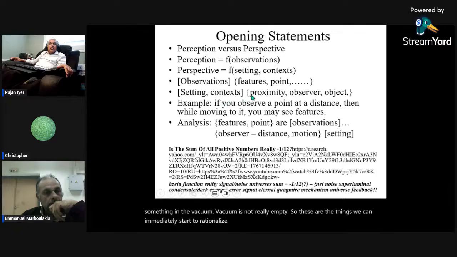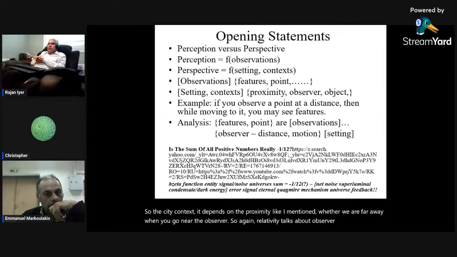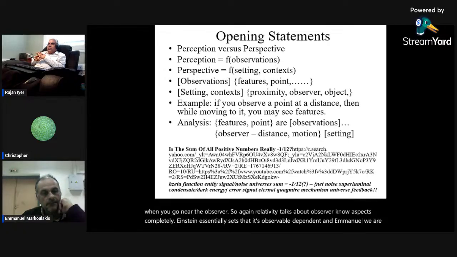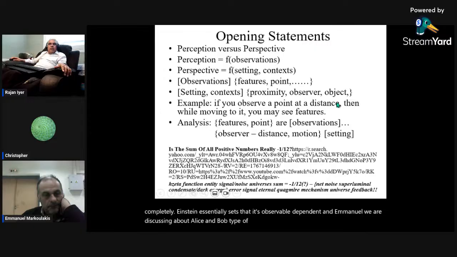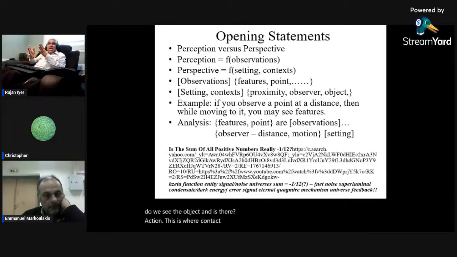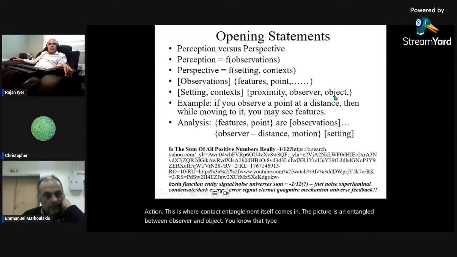So the setting and context depend on proximity, like I mentioned, whether we are far away or near the observer. Relativity talks about observer aspects completely. Einstein essentially says that it's observer dependent, and Emmanuel, we are discussing Alice and Bob type of thing. Again, that's the observer effect. How do we see the object, and is there an interaction? This is where quantum entanglement itself comes into the picture. Is there an entanglement between observer and object? We have to study that even further. That's a complexity we have.